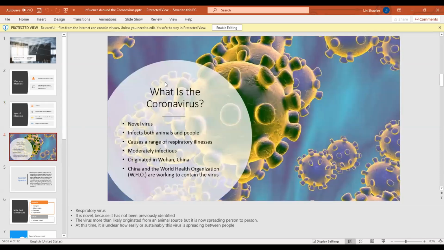After figuring out what an influencer was, we had to figure out what the coronavirus is and the best way to explain it. At the time we gathered the data, what we knew for health issues was that it was a novel virus and it was assumed to be able to affect animals and people. It would cause a range of respiratory illnesses and was moderately infectious, originating in a virus lab in Wuhan, China. At the time we gathered the data, the World Health Organization and China were working together to contain the virus.